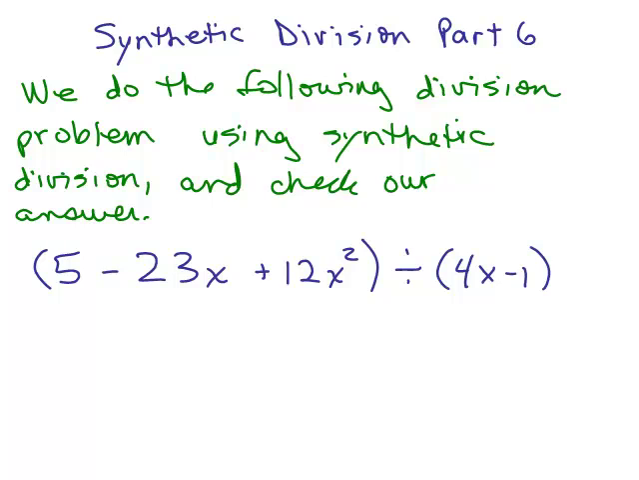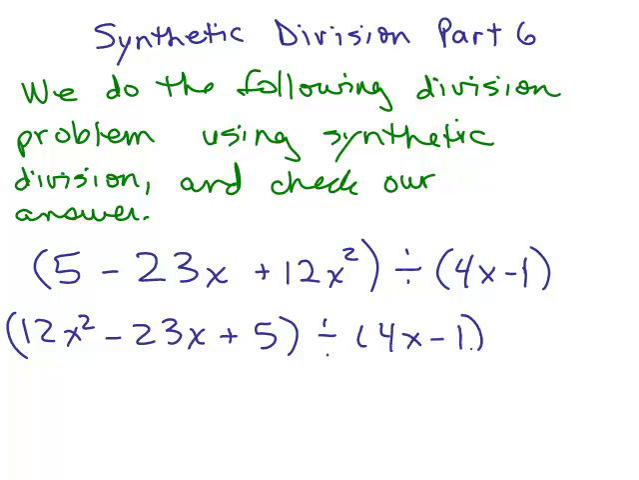All right, this is synthetic division part 6, and we're doing a little bit more complicated problem this time. First of all, note the terms over here are not in descending order. I've got the constant first, then the x term, and then the highest degree, the x squared term. So it's easier if you write those in descending order: 12x squared minus 23x plus 5 when we do our thing with the coefficients.